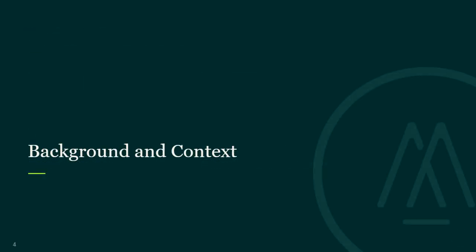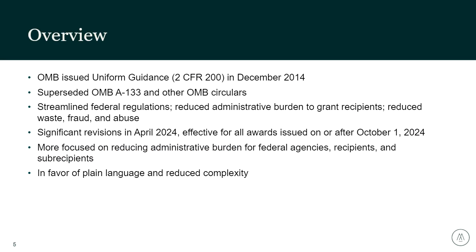Thank you, Matt. So now I'll get started on providing you some background and context about the Uniform Guidance. So in December of 2014, 10 years ago, OMB issued the Uniform Guidance, which is the 2 CFR 200, and that superseded OMB A-133, a bunch of other circulars, A-122, A-110, A-87, and basically we called it the super circular at the time.